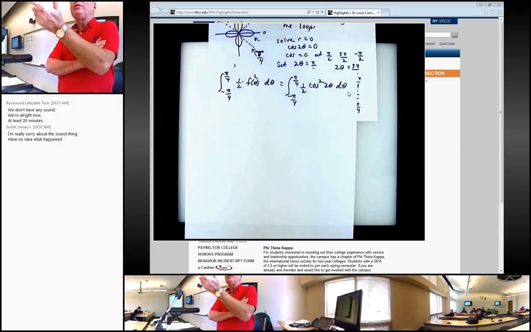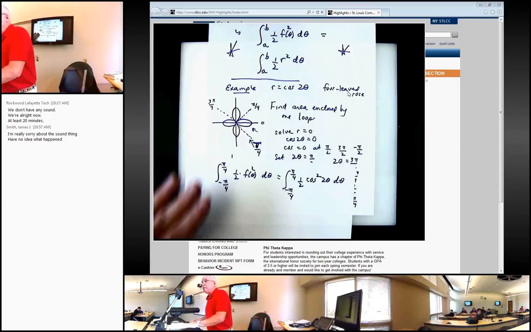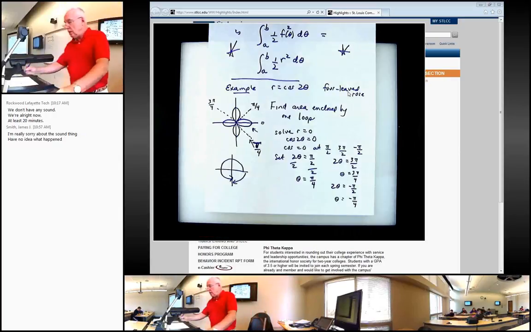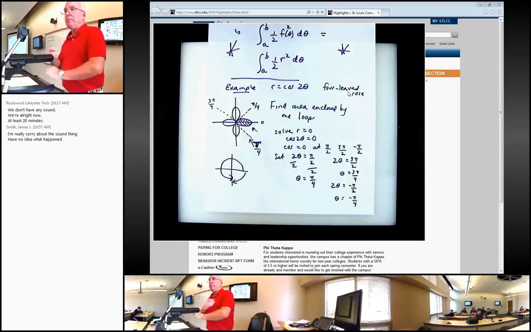I'm back to this question: do I have to go from minus pi over 4 to pi over 4, or can I make life a little bit easier for myself and just go from 0 to pi over 4? There's the same amount of area here as there is here.